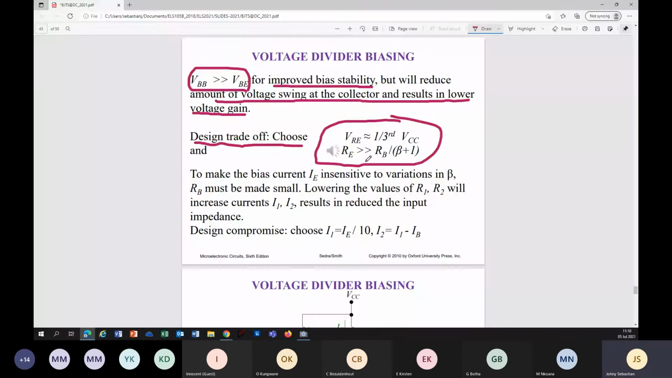The second is to choose RE very much greater than RB over beta plus 1. I did not explain what RB is. Let us first say what VBB is. VBB is the Thevenin voltage.